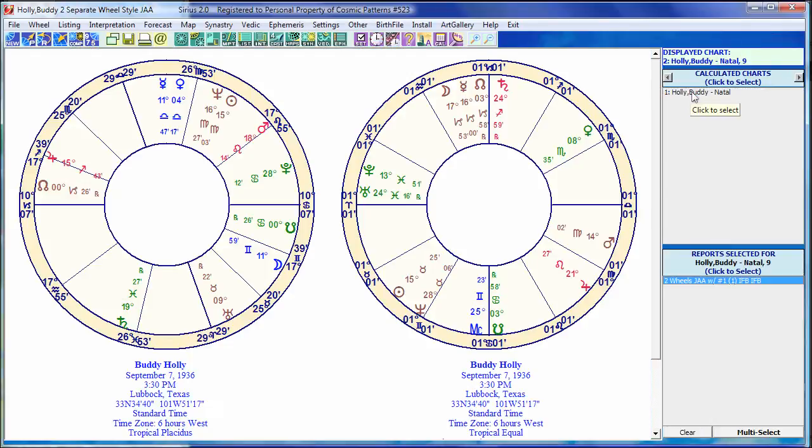Let's go back to this. So there we have it. The natal chart, the ninth harmonic chart, and two ways to think about this ninth harmonic chart. Okay, one more thing I want to mention.